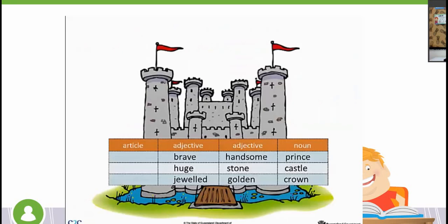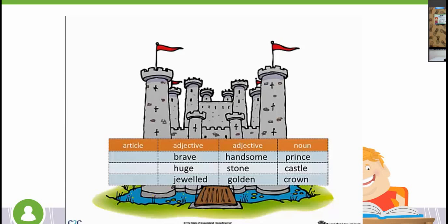Listen to the first noun group, brave, handsome prince. For us to use that in our writing, something is missing. Something at the beginning of the noun group. Something to introduce and place the noun group in the sentence where it belongs. Do you know a word that would fit at the beginning of a noun group to make it sound right?